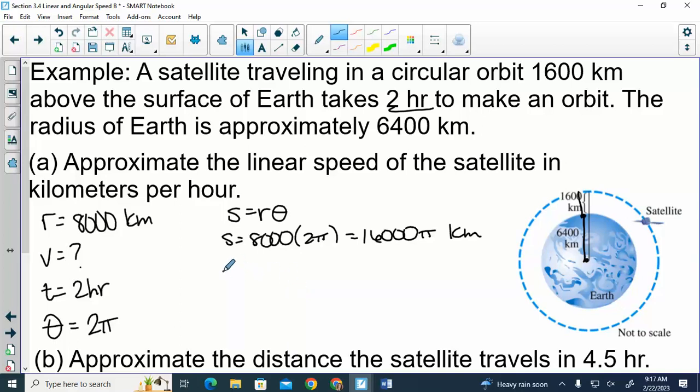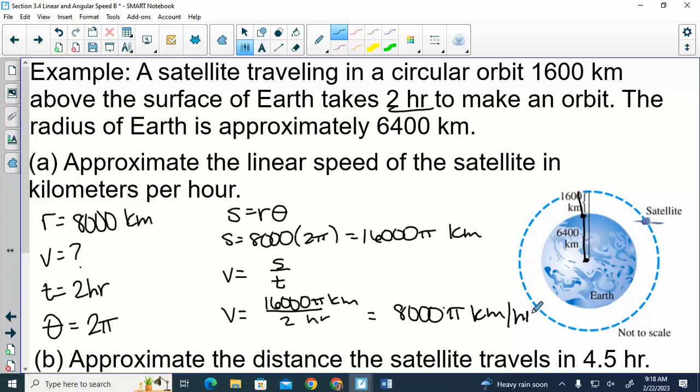Right, so then we have S, so we could do V equals S over T. So 16,000 pi kilometers divided by 2 hours, and we get 8,000 pi kilometers per hour.